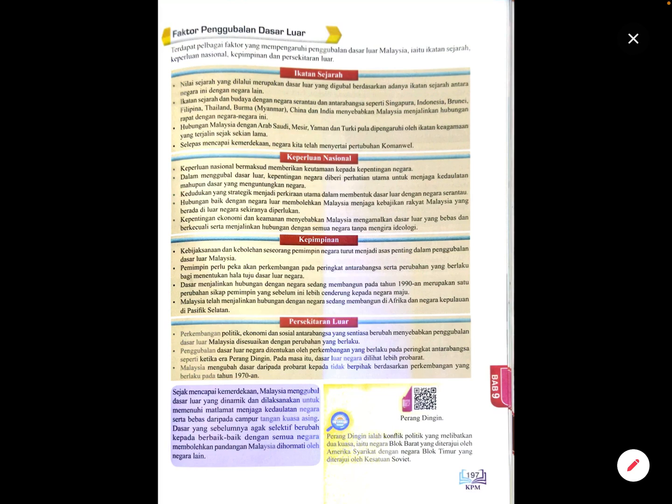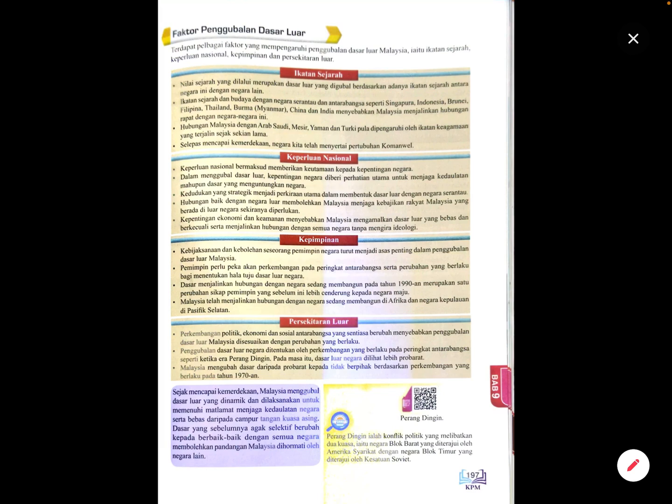Kedudukan yang strategik menjadi perkiraan utama dalam membentuk dasar luar dengan negara serantau. So what I think this means is, since we're so close to China, we need to become friends with China. Or since we're so close to Singapore, we need to put our stance based on Singapore. Based on where we are, it decides what is best for us.